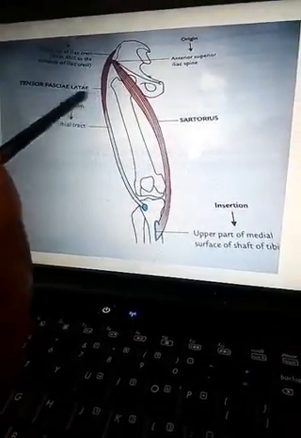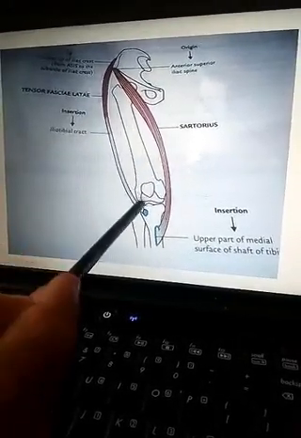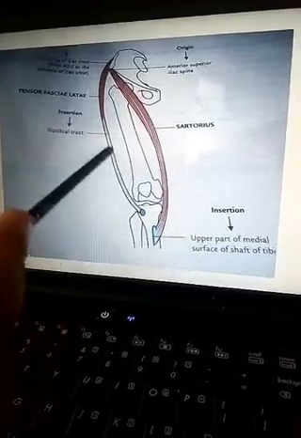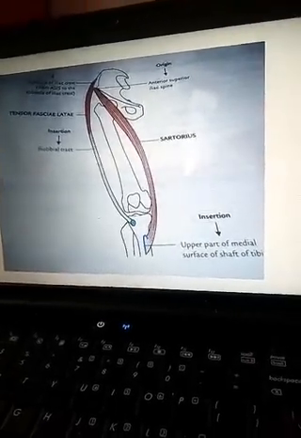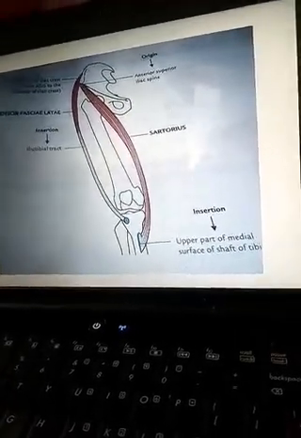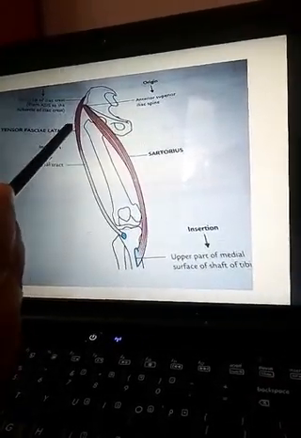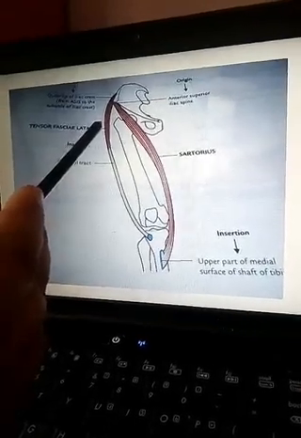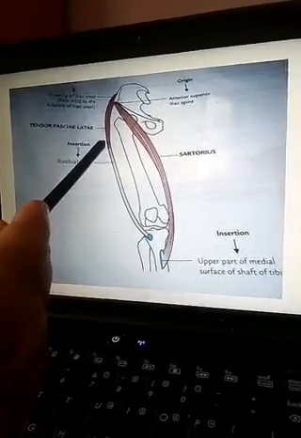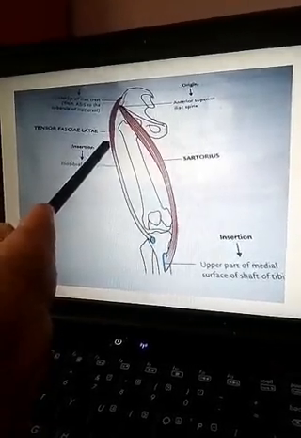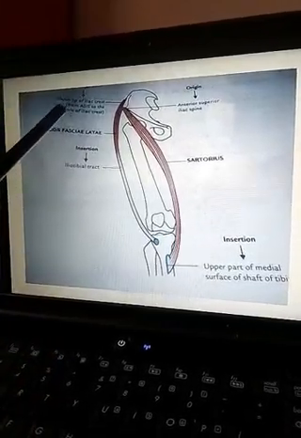Now action is it abducts the hip joint and maintains the extended position of the knee joint through the iliotibial tract. Now why is it supplied by superior gluteal nerve? Because morphologically the tensor fascia lata is a muscle of gluteal region actually, which has migrated on the lateral aspect of the thigh during the course of evolution, but it retains its nerve supply. That is the superior gluteal nerve, which is a nerve of gluteal region.